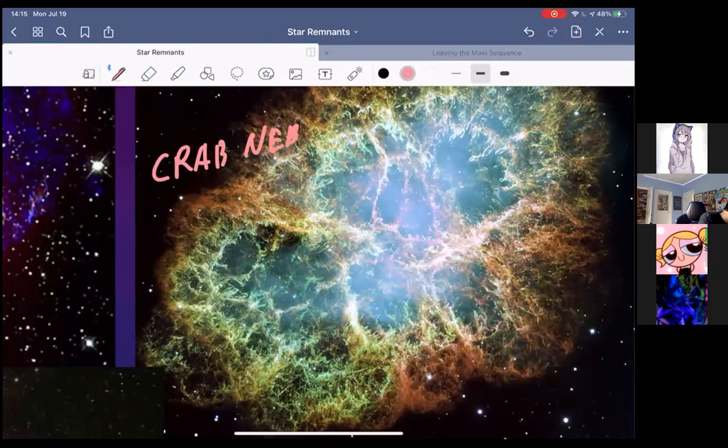Crab Nebula. So we call it a nebula, but it really is a supernova. I don't know if you can tell, but if you see these lines here, these really faint circles, what these circles are is matter and gas, all orbiting around the center right here. That center is actually a neutron star.